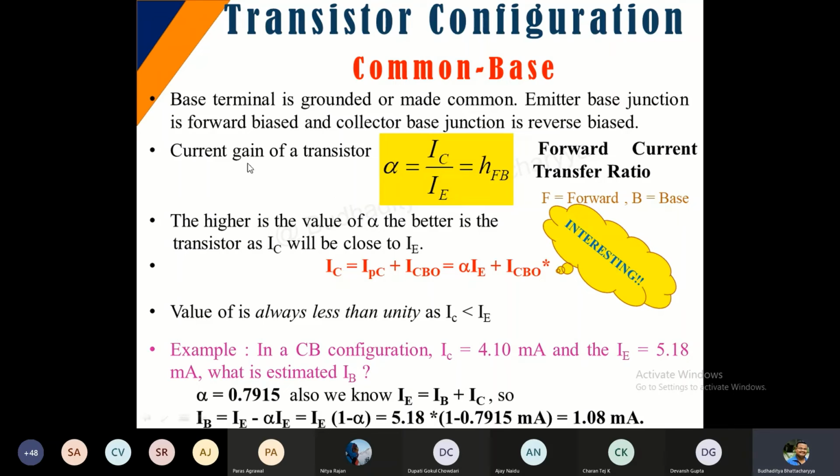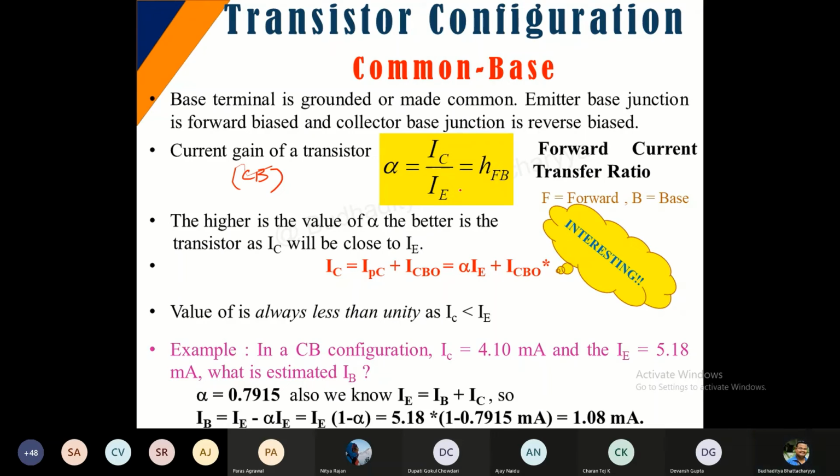That's important. Now, based on this, one of the first parameters that comes in very handy is called the current gain. Please make a note of this. This is called the current gain of a transistor. But it is not for general purpose; this is the current gain of a transistor when the base is made common, so when it is in CB configuration. In CB configuration, the current gain of a transistor is IC by IE.